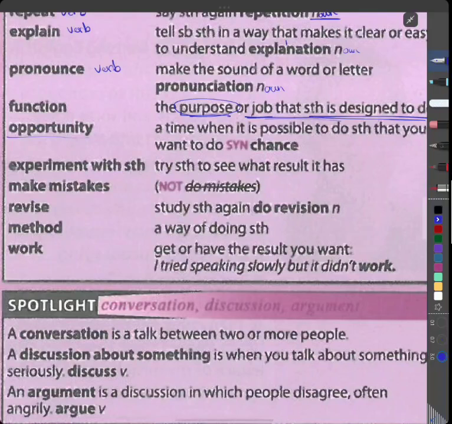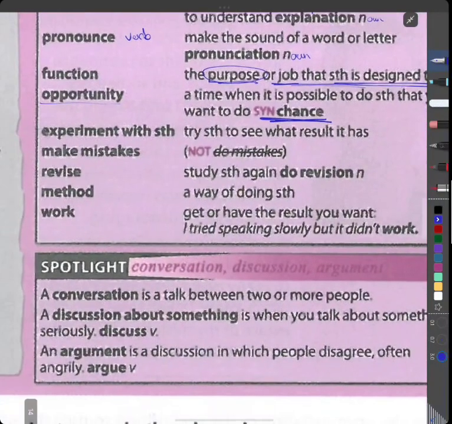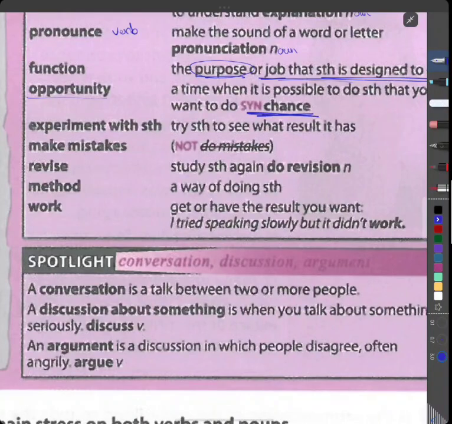Opportunity: a time when it is possible to do something that you want to do. Chance. Experiment with something: try something to see what result it has.